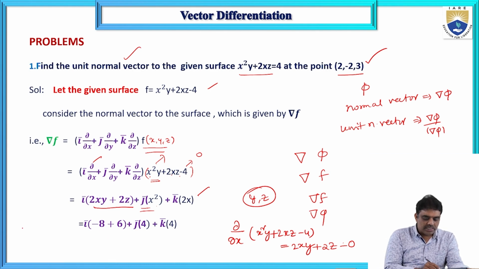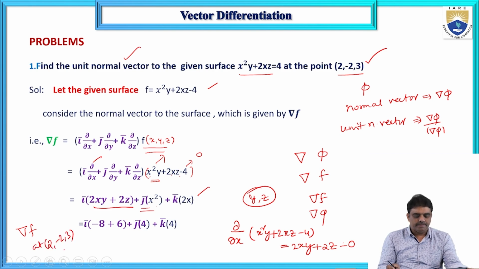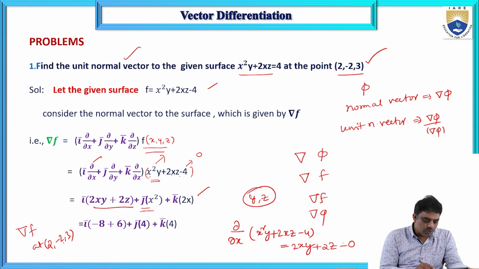So on applying, what is the value? Here I am considering grad f at the point (2, -2, 3). So what is the value? For i bar, the coefficient is 2xy plus 2z. 2 into 2 into minus 2, that is minus 8, plus 2 into z, 2 threes are 6. That is the first term, the i bar coefficient. Plus j bar coefficient.